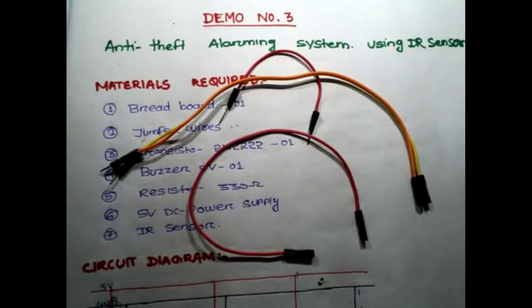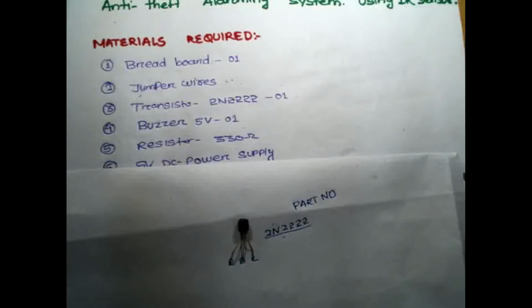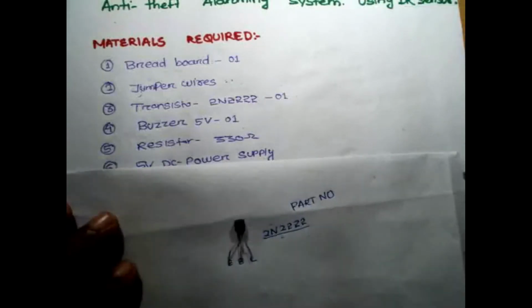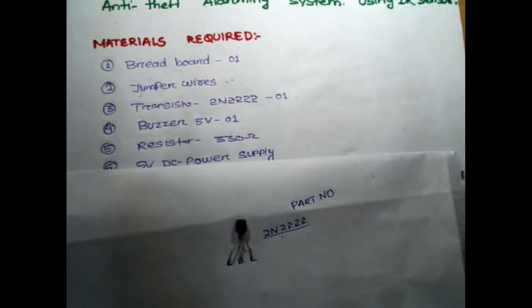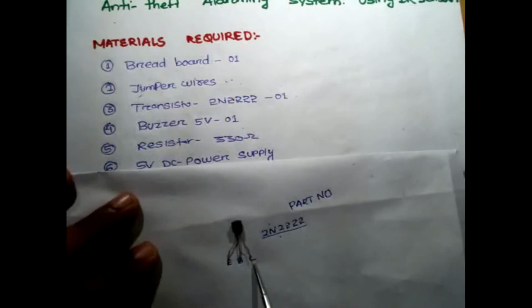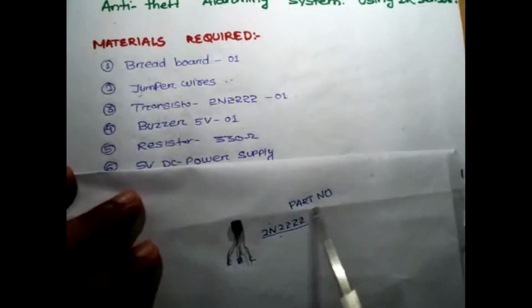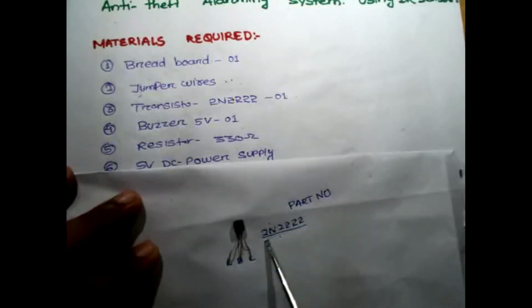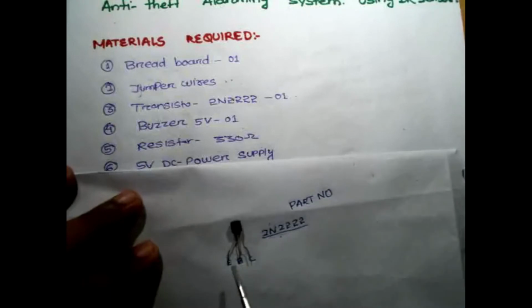Okay. The next component is the transistor. Here you can see the transistor. It's a 3-terminal device with terminals named emitter, base, and collector. You can see the data sheet of the transistor by typing the part number. This is the part number of this transistor. The emitter is not always the leftmost; it depends upon the part number of the transistor. It is an NPN transistor. This one is the emitter, this one is the base, this one is the collector.